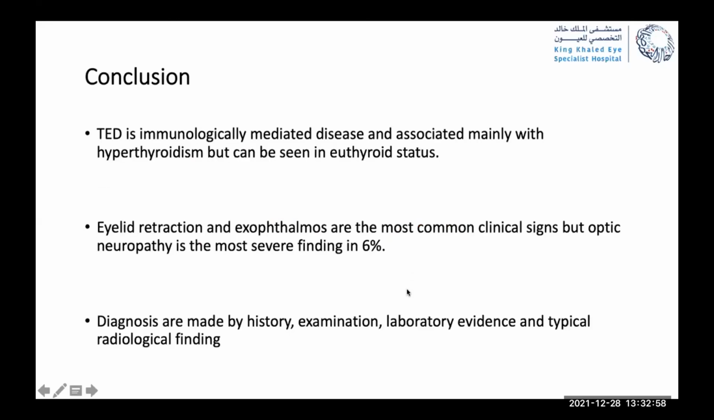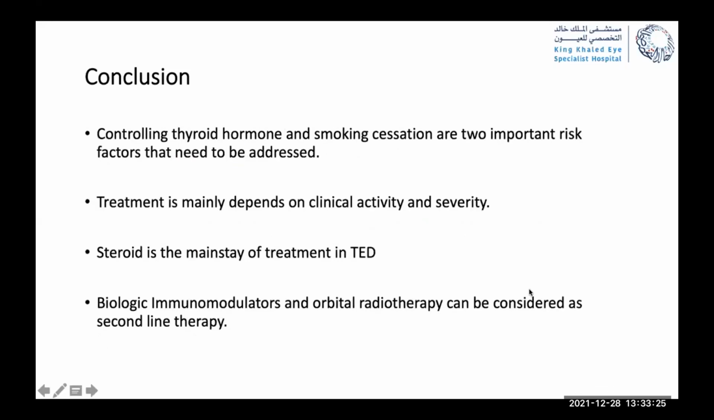So in conclusion, thyroid eye disease is an immunologically mediated disease associated mainly with hyperthyroidism, but it can be seen in euthyroid status. Eyelid retraction and exophthalmos are the most common clinical signs, but optic neuropathy is the most severe finding, in 6% of patients. Diagnosis is made by history, examination, laboratory evidence, and typical radiological findings. Controlling thyroid hormone and smoking cessation are two important factors that need to be addressed. Treatment mainly depends on clinical activity and severity. Steroid is the mainstay of treatment in thyroid eye disease generally. Biologic immunomodulators and orbital radiotherapy can be considered as second-line therapy.